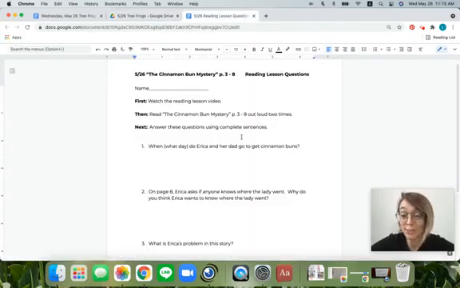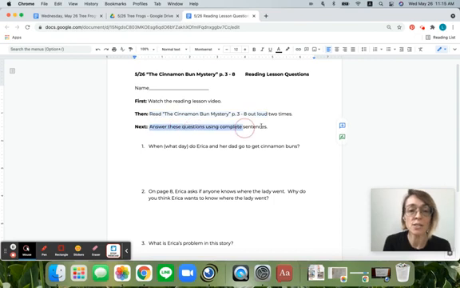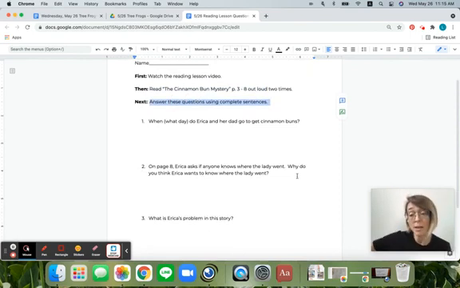So what I want you to do is please read the Cinnamon Bun Mystery, page 3 to 8, out loud 2 times. You can read it to yourself. You can read it to a grown-up in your house. You can read it to a brother or sister or cousin in your house, but just read it 2 times, please. Then answer these questions using complete sentences. Remember, you can just write it on a piece of paper. That's fine. You don't have to print this out. And you don't need to write down the question. Just write down the answer.